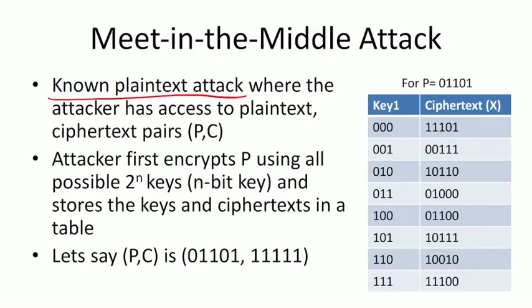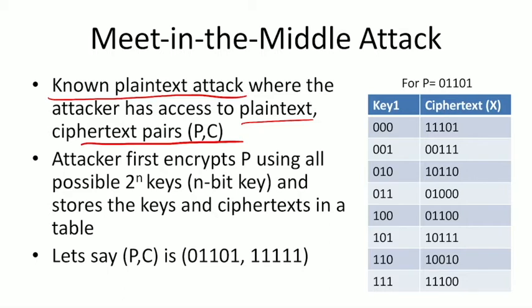So let's take a look at what the meet in the middle attack is. This is actually a known plaintext attack, where the attacker has access to plaintext ciphertext pairs, so they know some plaintext and also its corresponding ciphertext. For example, a constant file header value. They know what it basically is, and they also have access to its corresponding ciphertext value. So we always have plaintext ciphertext pairs in this type of attack. Now, what the attacker does is they first encrypt the plaintext using all possible 2 raised to power n keys, where we have an n-bit key length, and store the keys and their ciphertexts in a table.